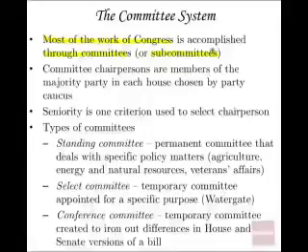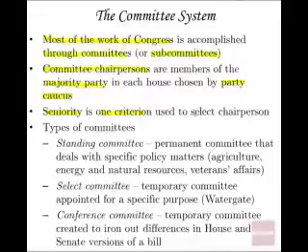All the work that goes into the specifics of the bill is done in committee and subcommittees. Now the committee chairpersons are going to be members of the majority party in each house, chosen by a party caucus. So it's very important to be in the majority party. The power really comes from being in the majority party. Obviously, you can't necessarily control that, but there are definitely perks of being in the majority.